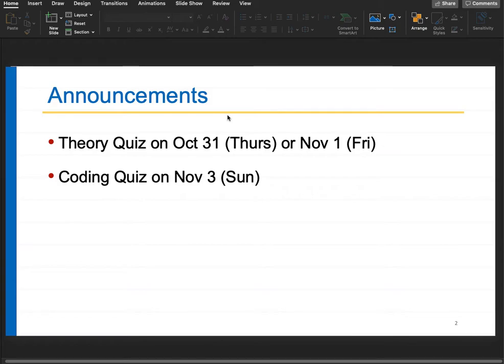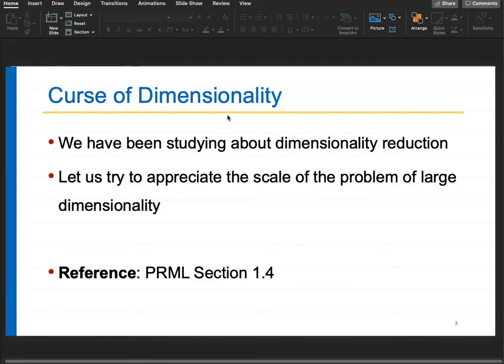Okay. It shouldn't be a problem because earlier we were planning to take the theory quiz this week, basically Friday or Saturday. But since you need more time, you are given extra time, but the coding quiz remains the same. Fine? Okay.